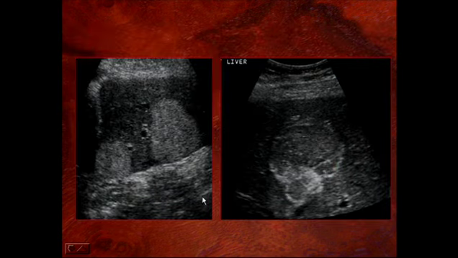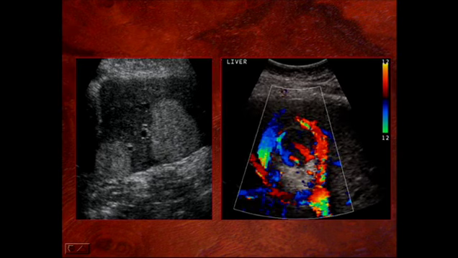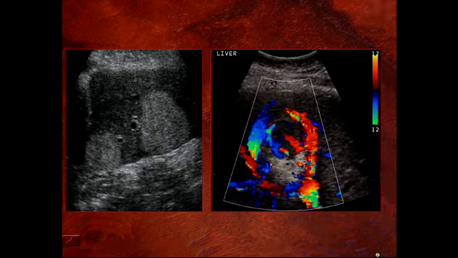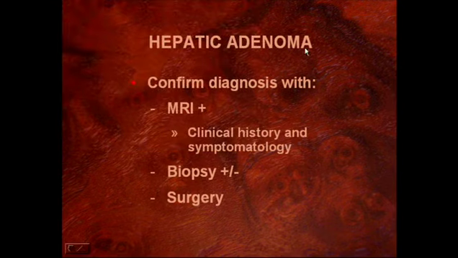Here are 2 different patients with hepatic adenomas. Patient on the left has solid hyperechoic lesions, and patient on the right has a solid heterogeneous lesion with fairly well-defined hypoechoic and hyperechoic lesions. This particular pattern is often seen with primary liver tumors, such as adenomas and hepatocellular cancer. And in this case, hypervascularity was detected on color Doppler. So when you think you're dealing with hepatic adenoma, confirm the diagnosis typically with MRI.